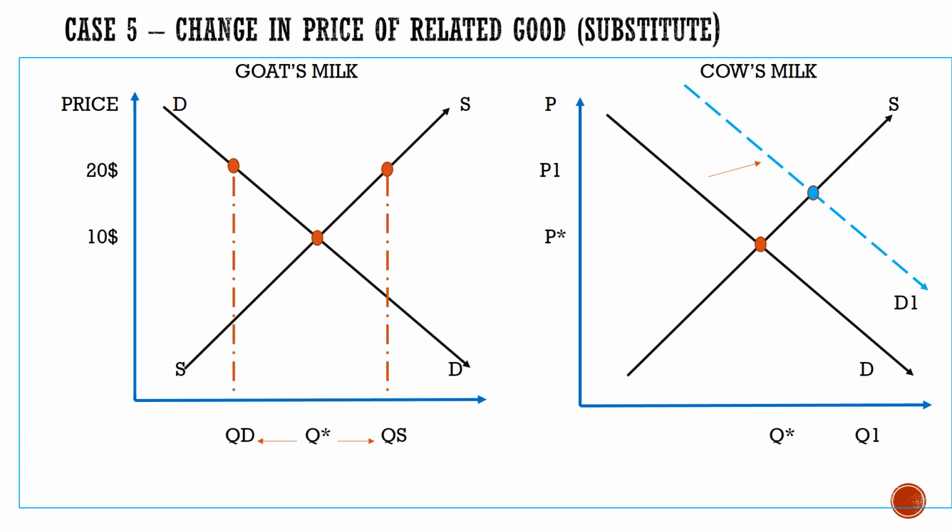But this increase in price of goat's milk will affect the demand for cow's milk. Remember, cow's milk was at the same price, and due to an increase in the price of goat's milk, people are demanding more cow's milk. So this will shift the entire curve for cow's milk. And now at the new equilibrium, you see that there is an increase in price and increase in quantity for cow's milk.